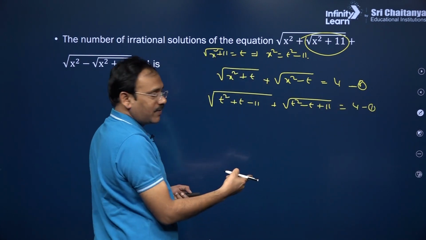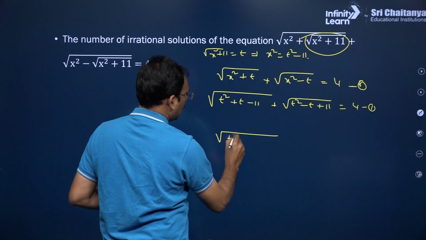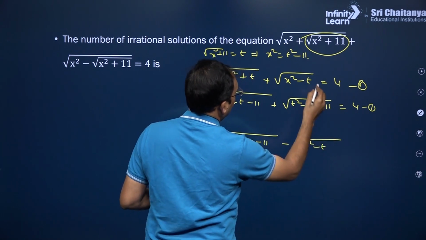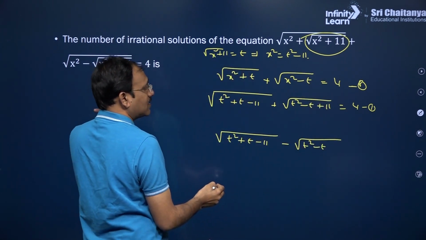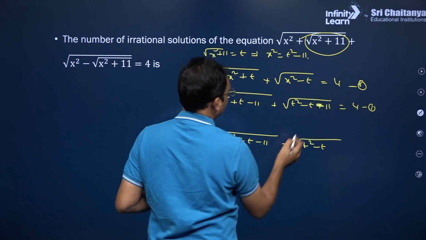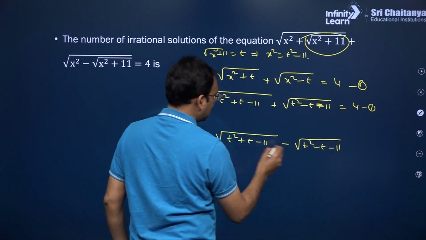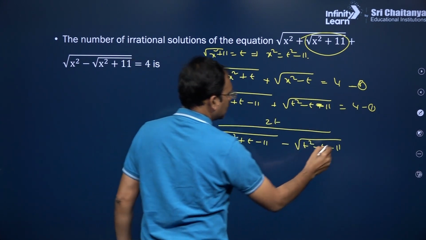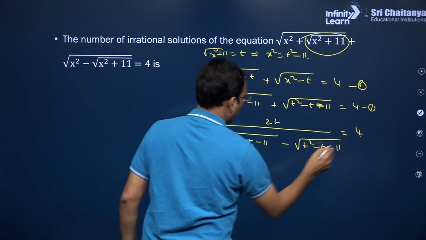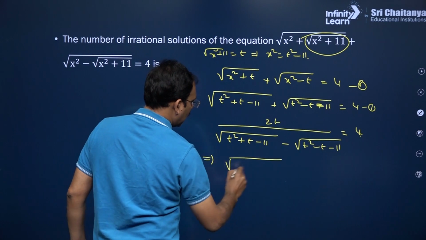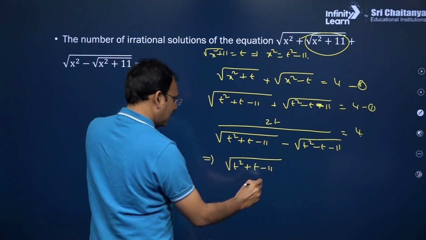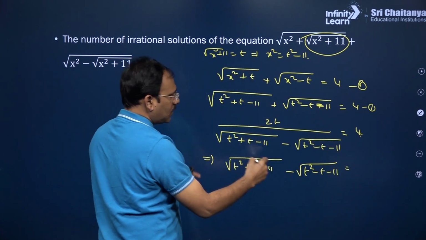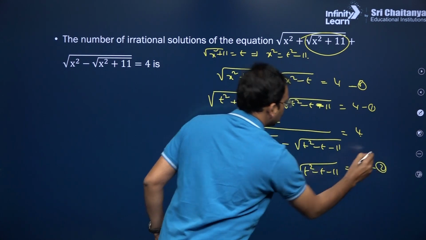Now, you just rationalize, my dear friends. Denominator becomes root of t square plus t minus 11 minus root of t square minus t minus 11. Numerator, a square minus b square, will become 2t, my dear friends. 2t is equal to, you can say, 4. From this, my dear friends, you can write root of t square plus t minus 11 minus root of t square minus t minus 11 is equal to 2t by 4, which is t by 2. This is equation 2, my dear friends.